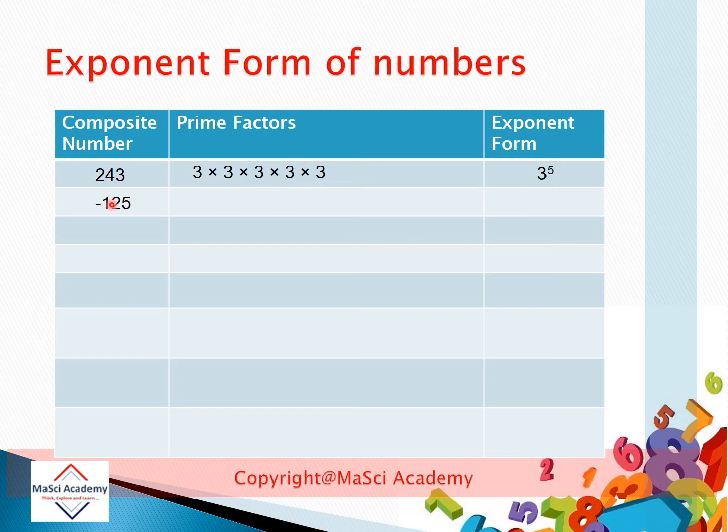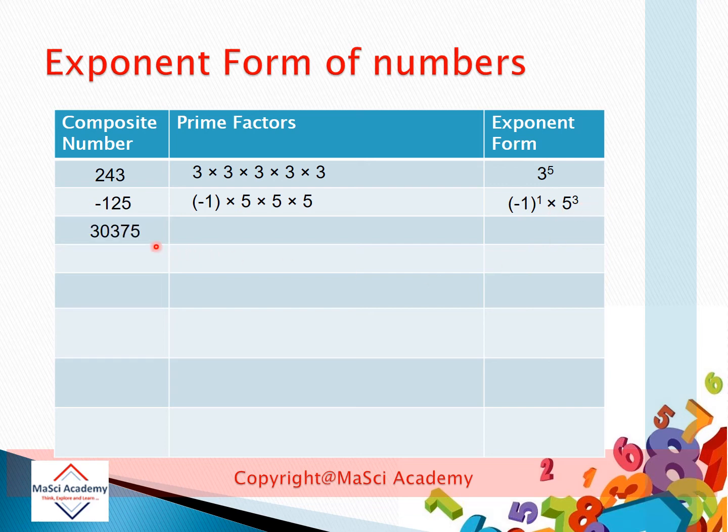The next number is minus 125. We keep the negative sign aside and then find the prime factors of the number, that is 125. The prime factors are 5 cross 5 cross 5. So in the exponent form, we write it as minus 1 to the power 1 multiplied by 5 cube.